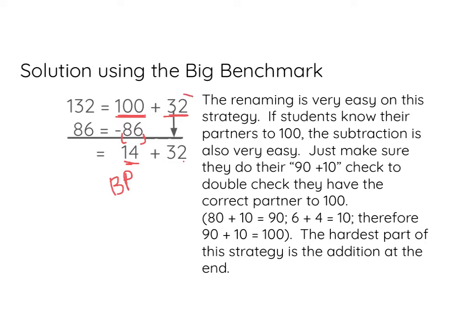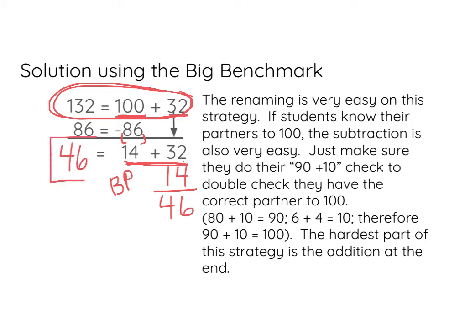The easy part of the big benchmark is the renaming. I absolutely think that is a simple part. The hard part is the adding at the bottom. So it's almost backwards of the close benchmark. You might want to bring the 14 down so you can see it lined up in column form and put 46. Great job.